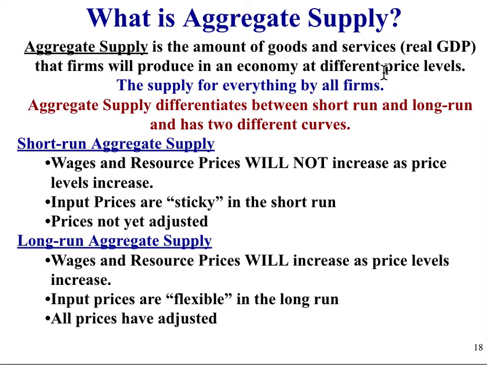So we're saying all those different price levels, all those different goods and services, what amount will all different firms want to produce. Not only are we talking about the supply for everything by all firms, we're going to differentiate between short run and long run. That differentiation has to do with whether prices have been able to adjust, have become flexible, which is what we're going to see in the long run, or if input prices are sticky and have not all adjusted, and that's what we're going to look at in the short run.